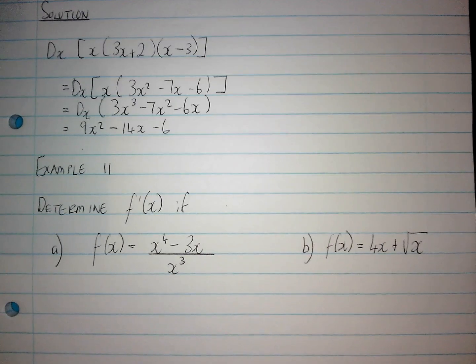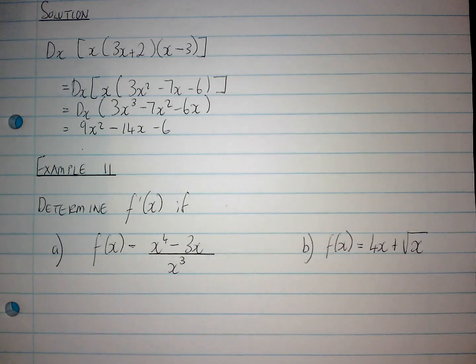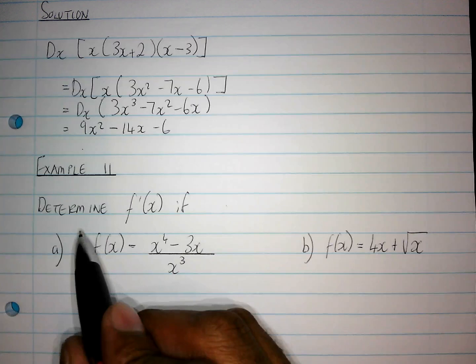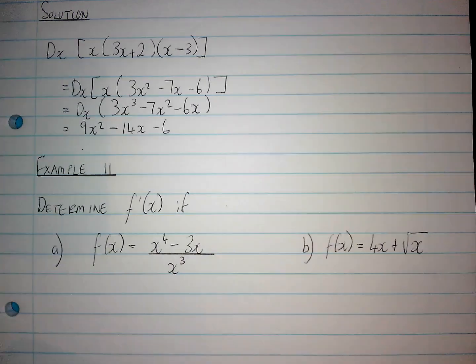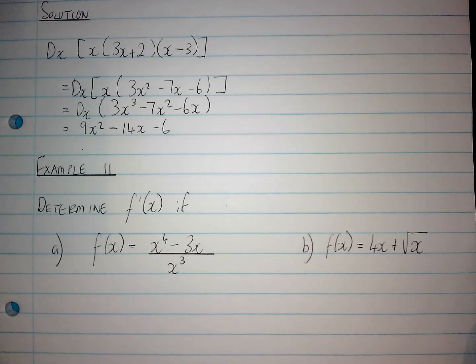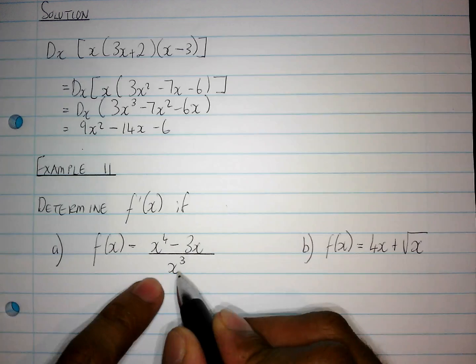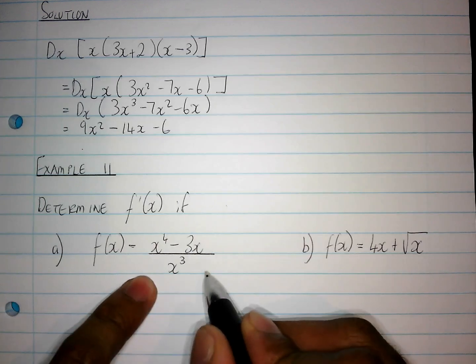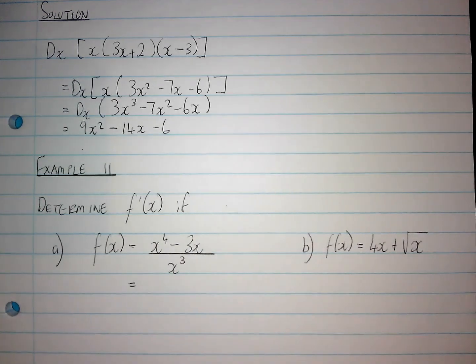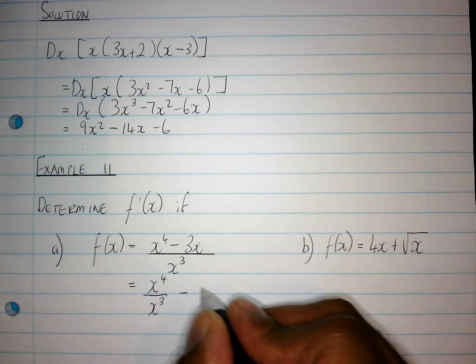Right, then this is going to be example 11. So it's going to be the continuation. Right, so now here we have example 11, which says determine the derivative of f if f of x equals x to the power 4 minus 3x over x to the power 3. Right now, you know that your x to the power 3 is your LCD, right? So meaning that we are able to separate and write it in this form.